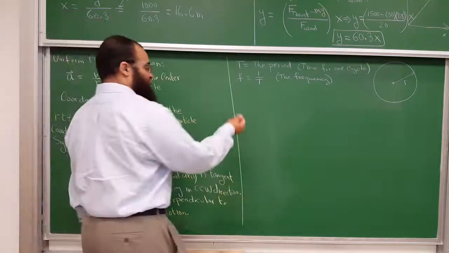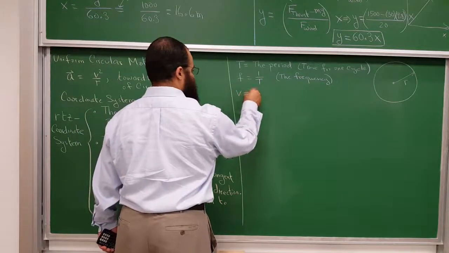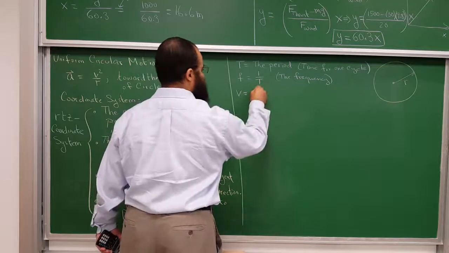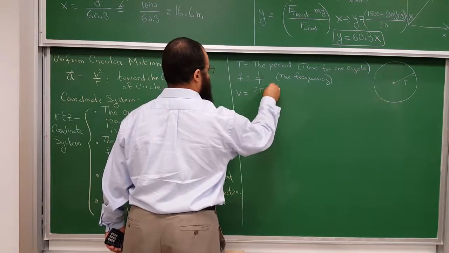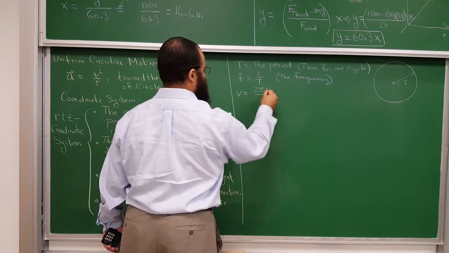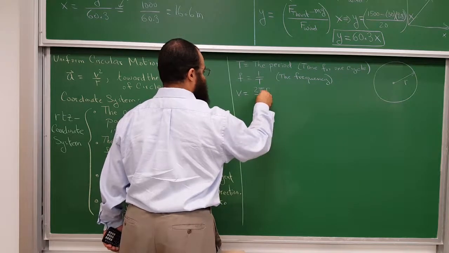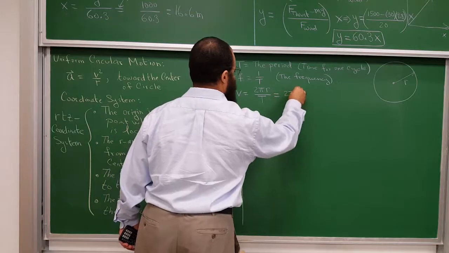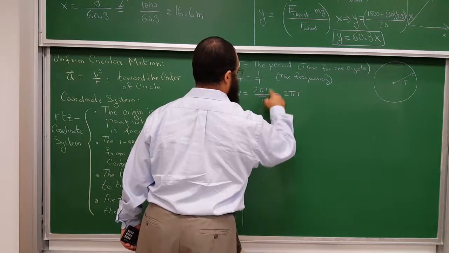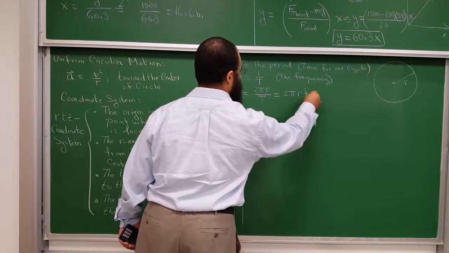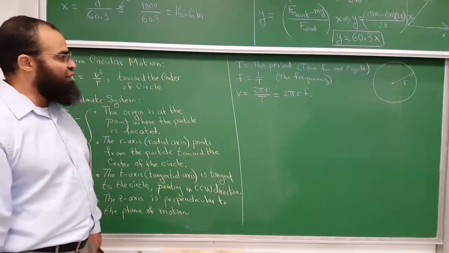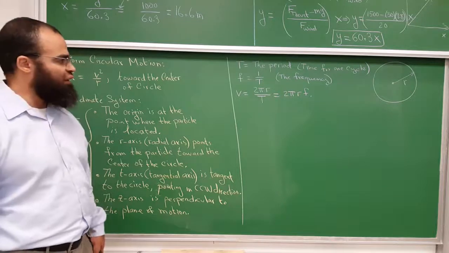So if that's the period, then the speed is the distance traveled divided by the time elapsed. If you go around the circle once, the distance traveled is 2 pi r. The time elapsed is the period, because that's the time it takes to do one cycle. And so the speed would be 2 pi r times 1 over the period, which is called the frequency.